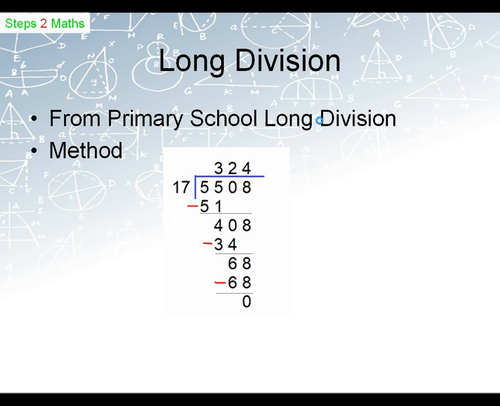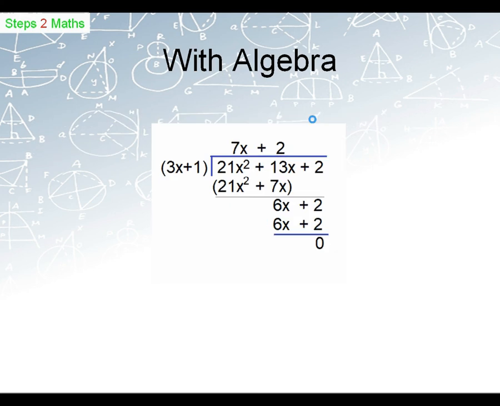So let's have a look at the algebra. Now algebra is exactly the same, and in some ways it's actually easier, because we're not asking how many times 17 goes into a particular number. We're going to be asking fairly straightforward numbers. So we have the algebraic expression 21x squared plus 13x plus 2, and we're going to divide that by 3x plus 1. Now I've put the 3x plus 1 into brackets because we want to look at that as a group, 3x plus 1 altogether.